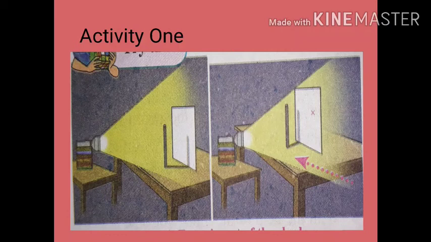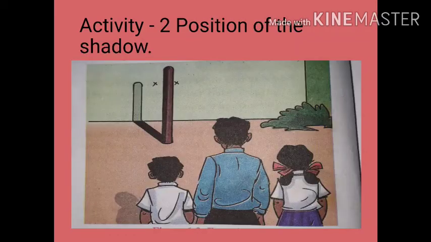Note the changes in the location of the shadow. You will realize that as the position of the table changes, the position of the shadow also changes. If the position of the sunrise and sunset on the horizon are observed for the whole year, you will realize that they keep on changing. To understand this, let us carry out the next activity.